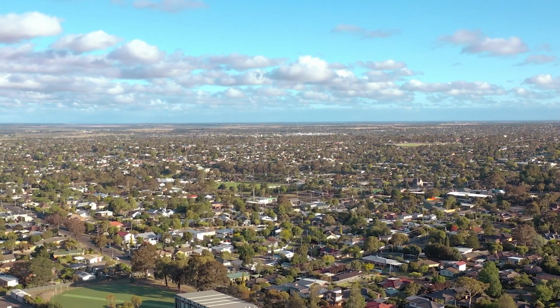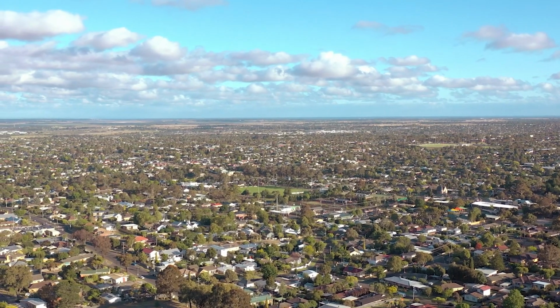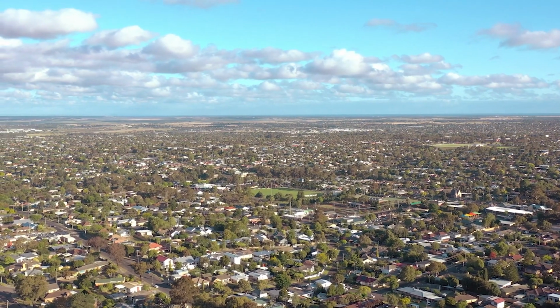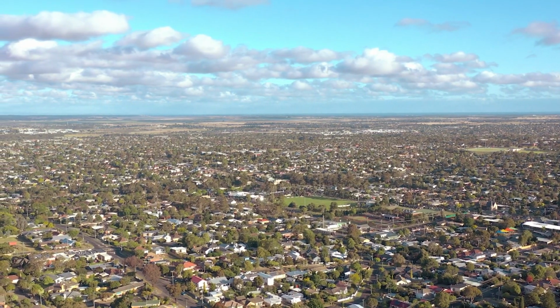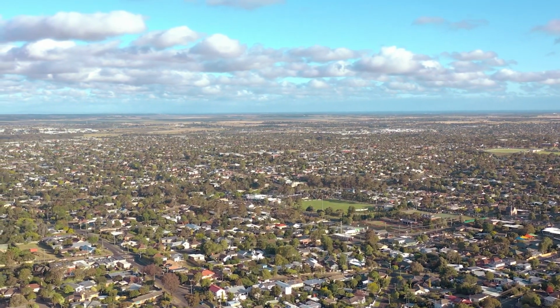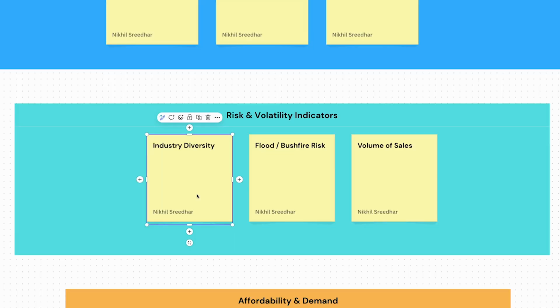So once you put in your core growth and demand indicators, you might be able to filter down from the 15,000 suburbs in the country to the top 200 suburbs. Now you want to be filtering it down even more by layering on your unique risk and volatility indicators. The first one is industry diversity.